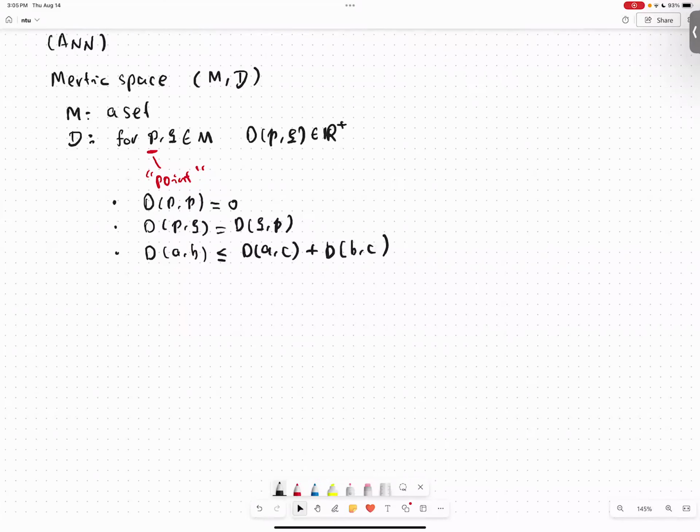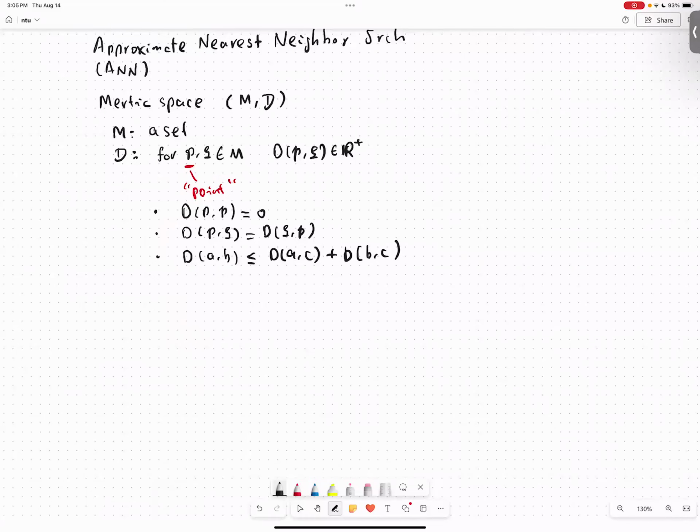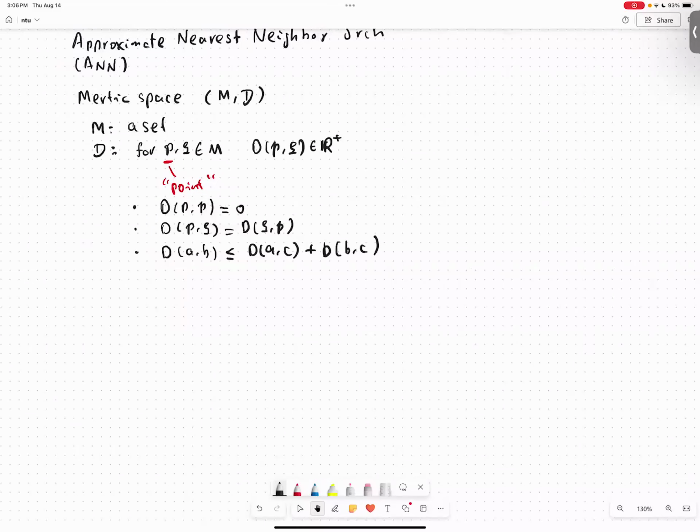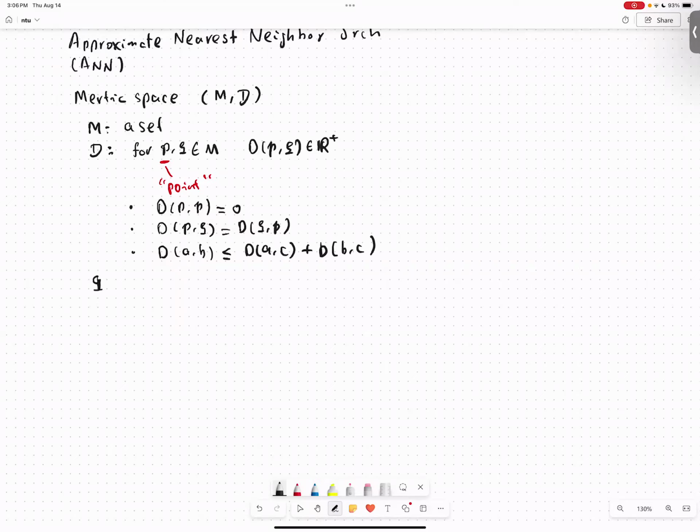Now let's define what a nearest neighbor is, and then I'm going to go from nearest neighbor to approximate nearest neighbor. So now let's think about a point in M. That's a query point. Before that, I should have mentioned, let's take one step back. Let's say you have a set of points from the domain.